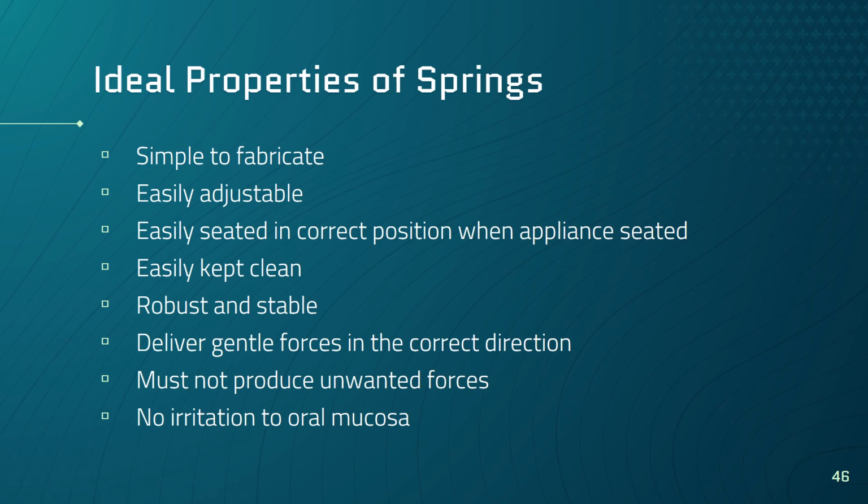Now, what are the ideal properties of springs? Now, the ideal properties of springs are they should be simple to fabricate, easily adjustable, and easily seated in the correct position when the appliance is seated. It should easily be kept clean by the patient. It should be robust and stable so that it doesn't distort easily. It should deliver gentle forces in the correct direction. It must preferably not produce unwanted forces, and there should be no irritation to the oral mucosa.